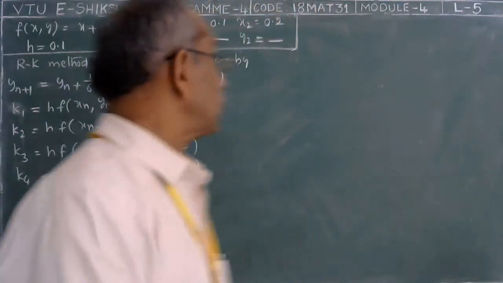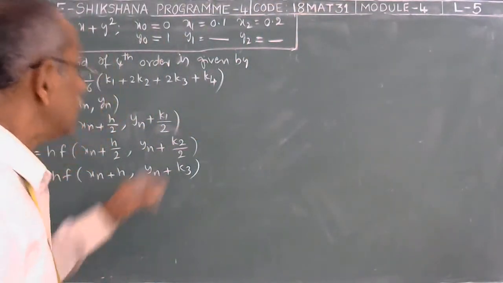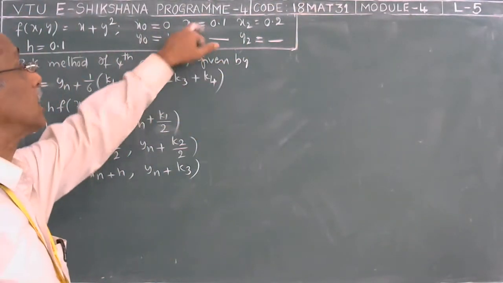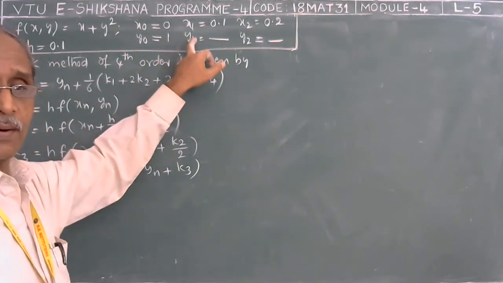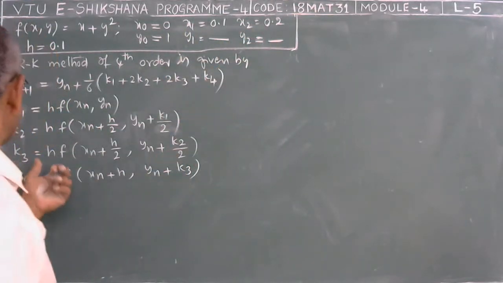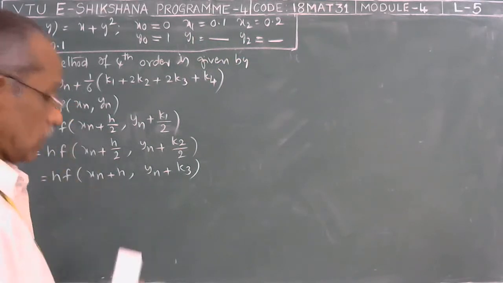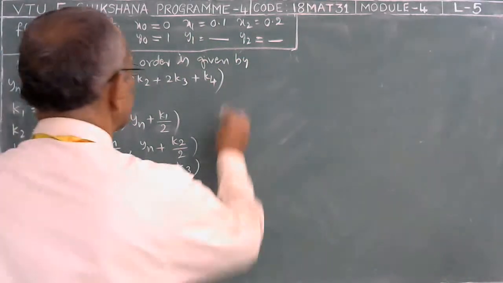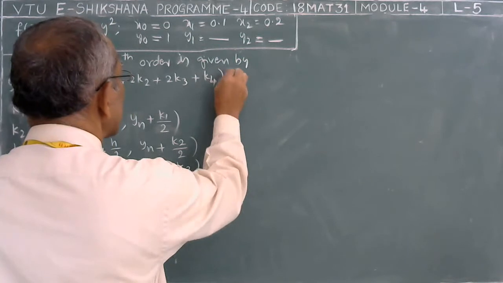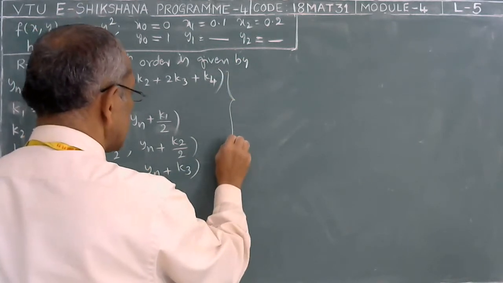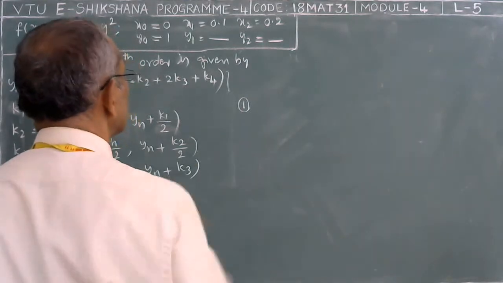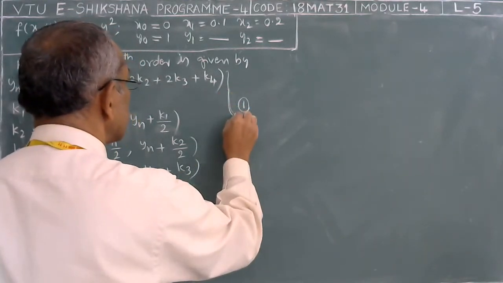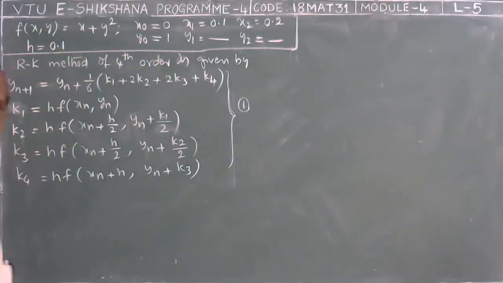So I need to calculate two values of y. First, value of y at x is equal to x1, value of y at x is equal to x2, that is I have to calculate y1 and y2. I get y1 by fixing n is equal to 0 in this equation. So let me call this as equation 1.